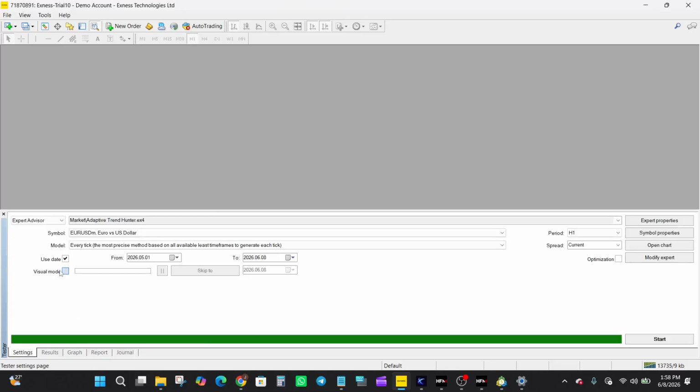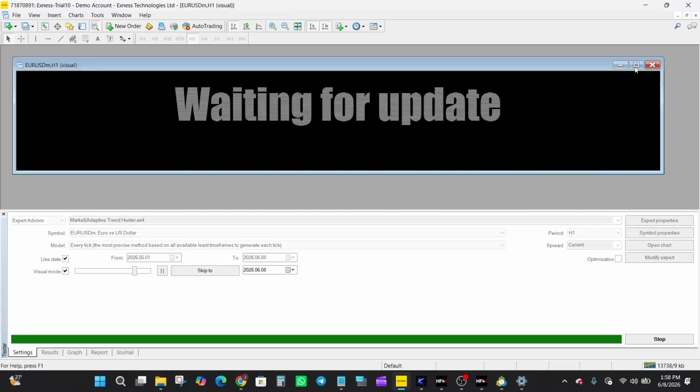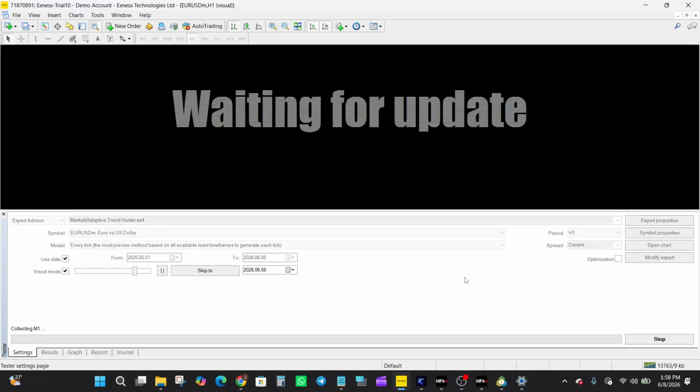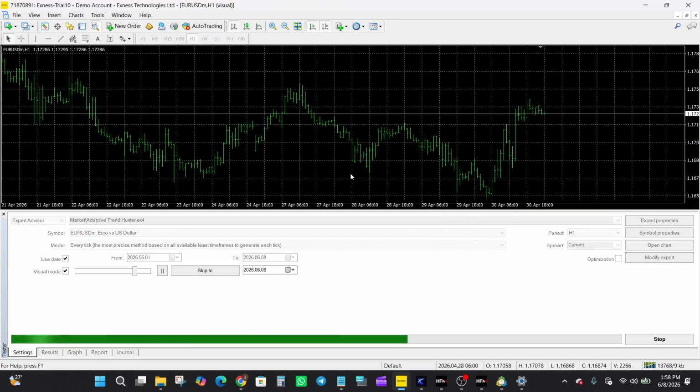But let's just briefly see the EA in action. All right, so I turned on the visual mode right away, and as I review the chart activity, I'm looking at how the EA interacted with historical price movement, how consistently trades were managed, and whether the overall behavior appears aligned with the trend-focused approach described by the developer. Now, since the marketplace description highlights trend recognition as a core component, it makes sense to evaluate how the system responded during periods of directional market movement.